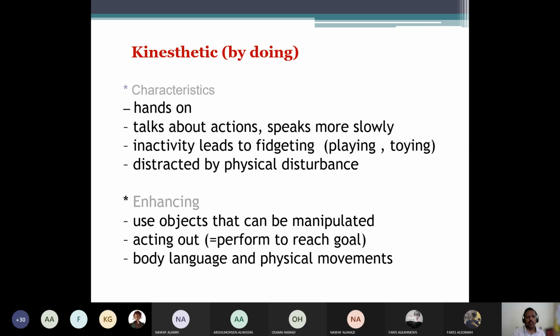How can they improve? They improve by handling or manipulating objects. Like if there is a simulation lab, they want to go there frequently to perform the procedures frequently to learn. They learn by acting out, performing to reach the goals. Acting out means they are behaving as if they were a consultant or a demonstrator. Body language and physical movements make their learning better.